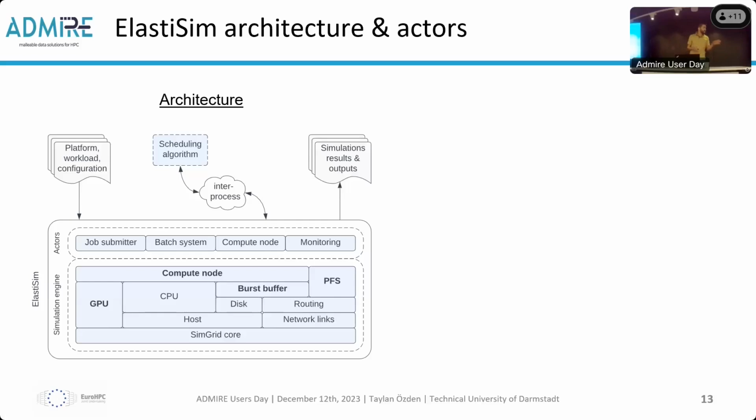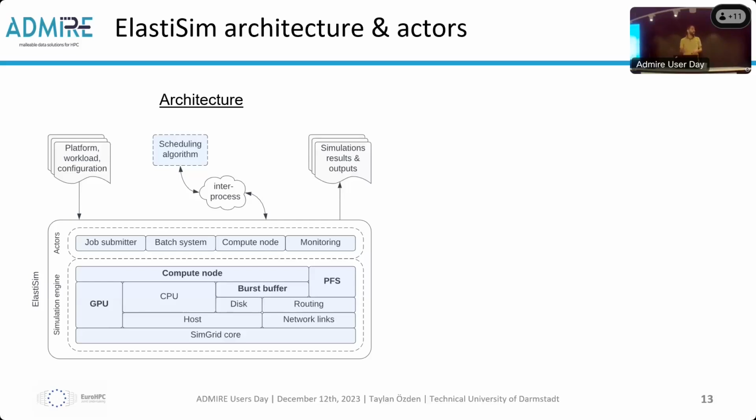And you can also see on the bottom the simulation engine. We have the SimGrid core, and then some simulated hardware like disks, hosts, CPUs, etc. Also compute nodes. Everything that is in bold text is semantics that we introduced or put upon SimGrid. And then of course you have actors like job submitters that simulate the behavior of users, for example.